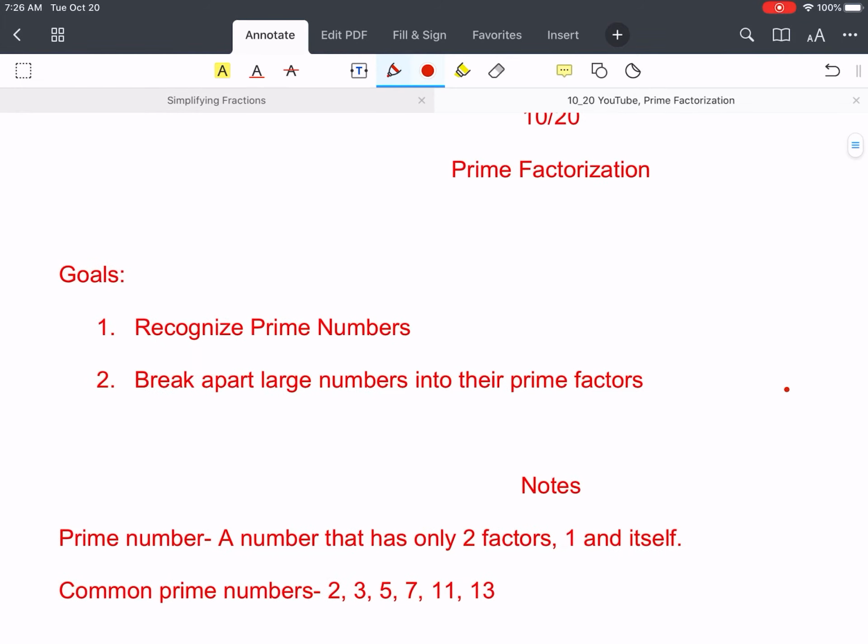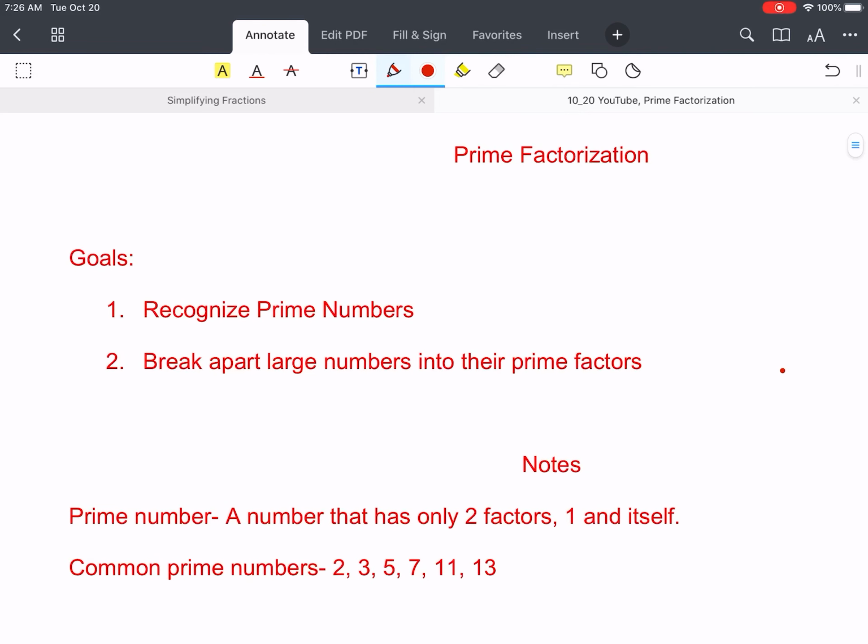So we start with a lot of red writing, which means it's important to copy it down. For our notes and reminder, a prime number is a number that has only two factors, one and itself. So it cannot have more than two numbers that go into it evenly. So a number like 10 is not a prime number because you can multiply 2 times 5 to get to 10.